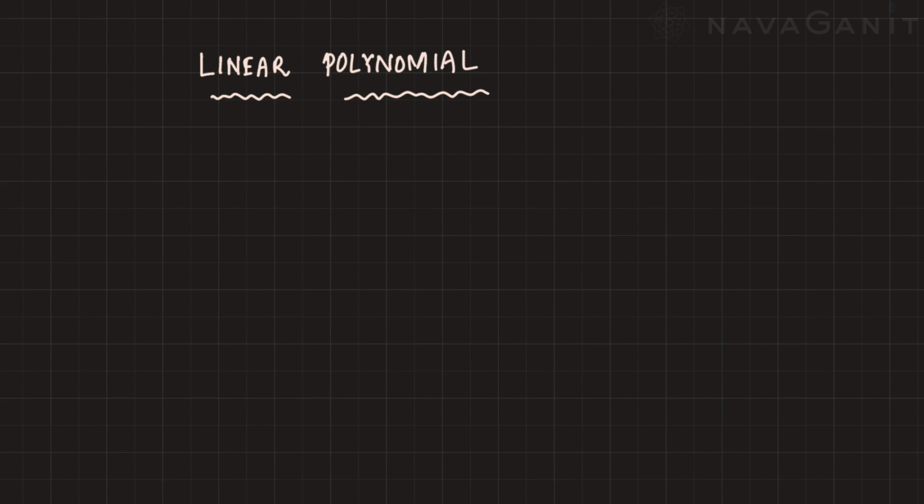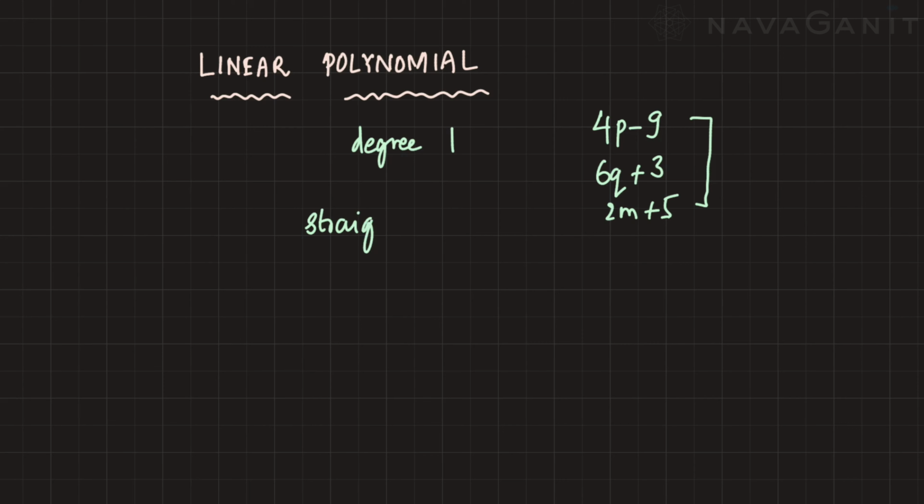First we have linear polynomial. So a polynomial with degree of 1 is a linear polynomial. For example, 4p minus 9, 6q plus 3, 2m plus 5. So these are all linear polynomials. And why is it called linear? Whenever we draw a graph, a linear polynomial forms a straight line.